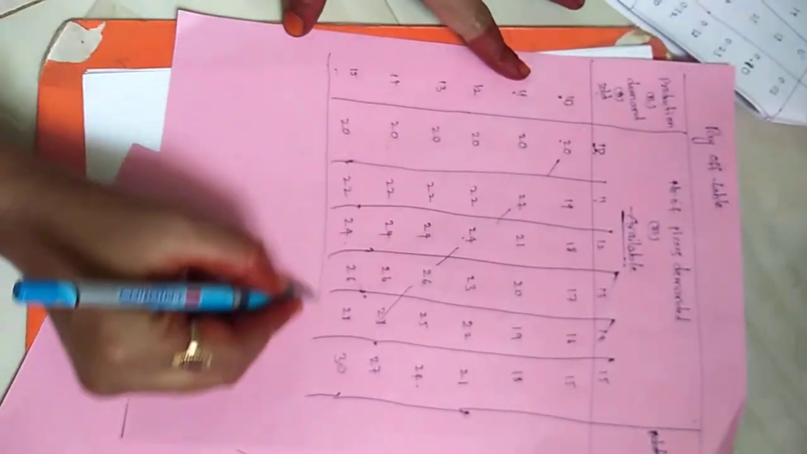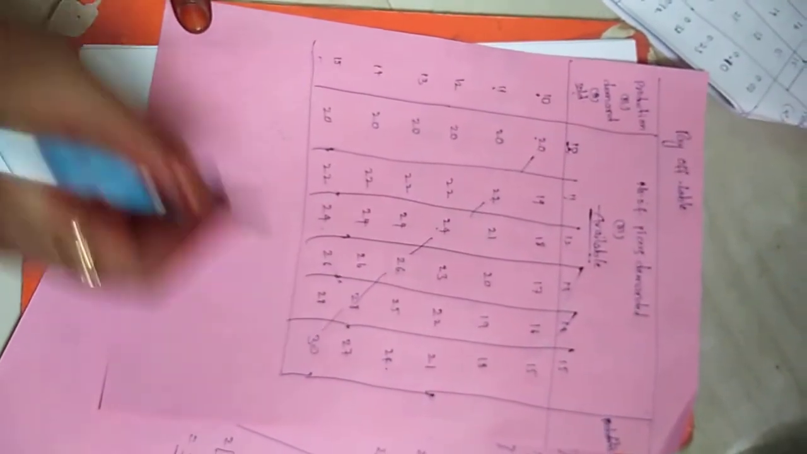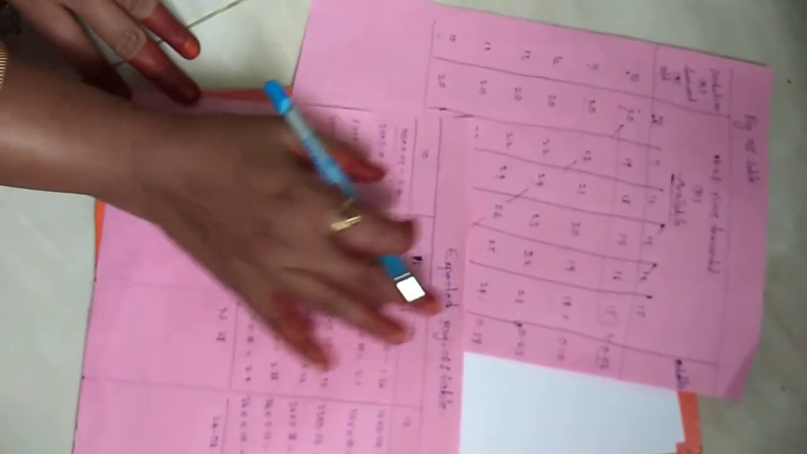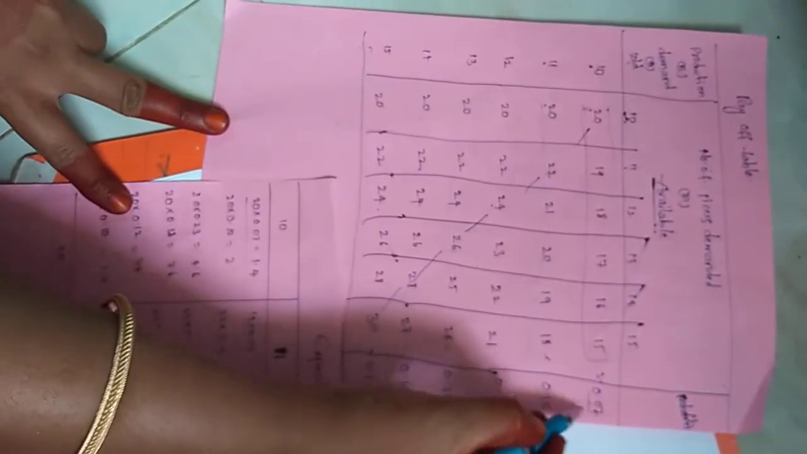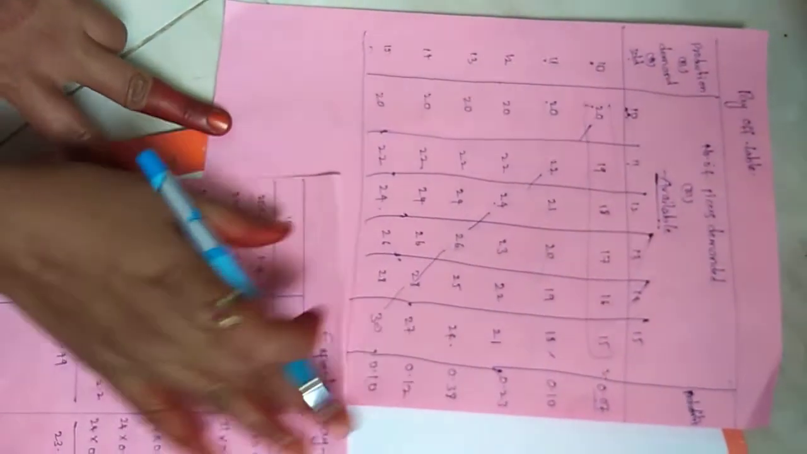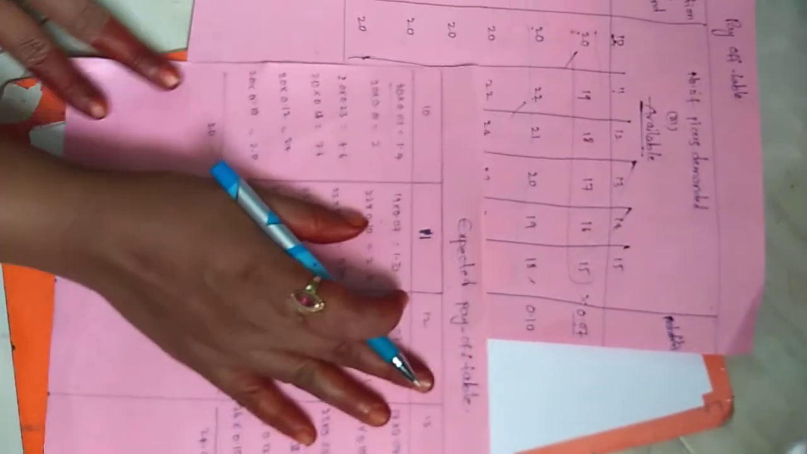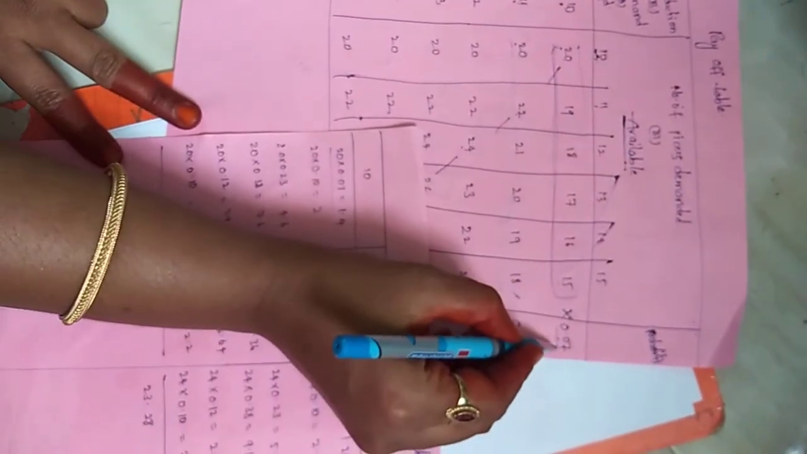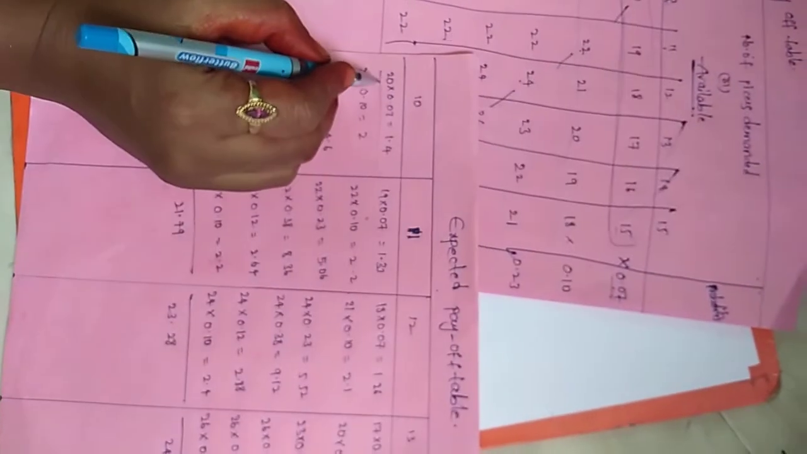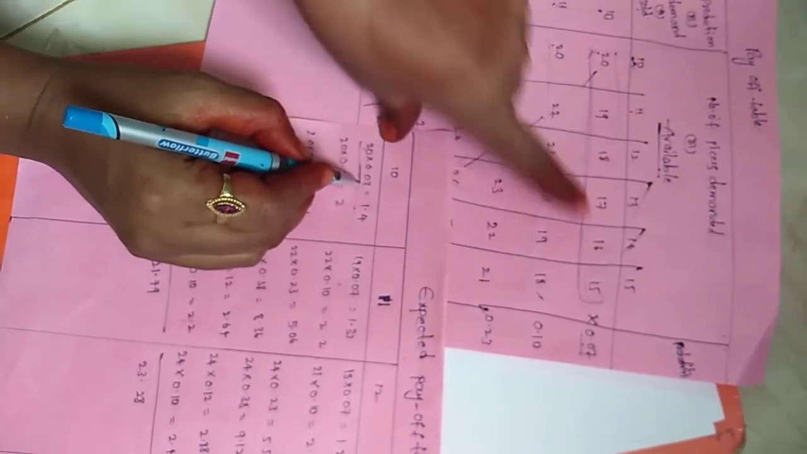This is our payoff table. The probabilities are given in our problem. So now we compute the expected payoff table. This entire row is multiplied with this probability. Just see there, the entire row is multiplied with this value, this probability. Then we get this as our answer.